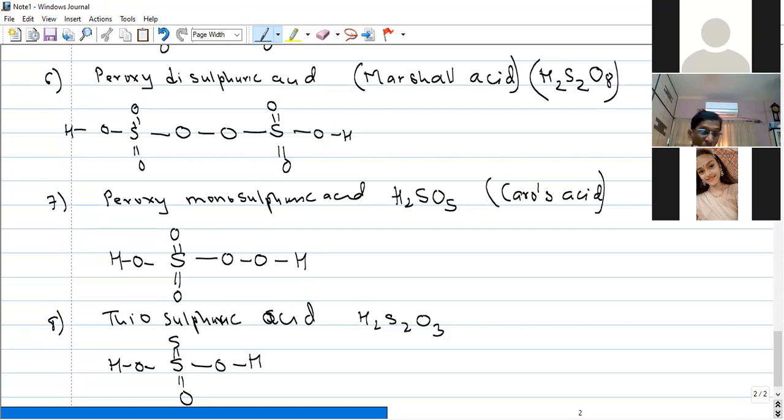सब डायबेसिक होगा, सबके पास OH ग्रुप है. Okay. Basicity depends upon the number of OH groups.